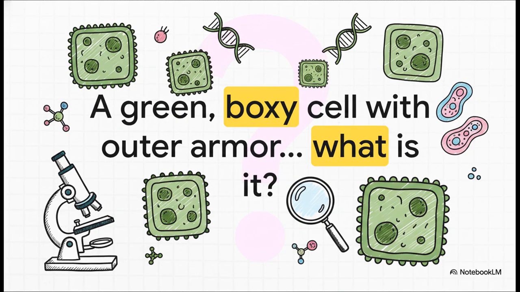To wrap up our explainer today, let's do a quick mental check. If you're looking through a microscope in a lab and you suddenly see a distinctively green, boxy-shaped cell surrounded by a thick, rigid outer armor, what are you looking at? That's right, you are absolutely looking at a plant cell.